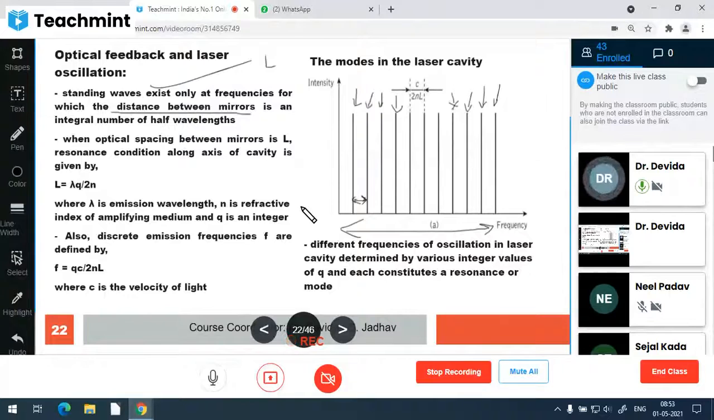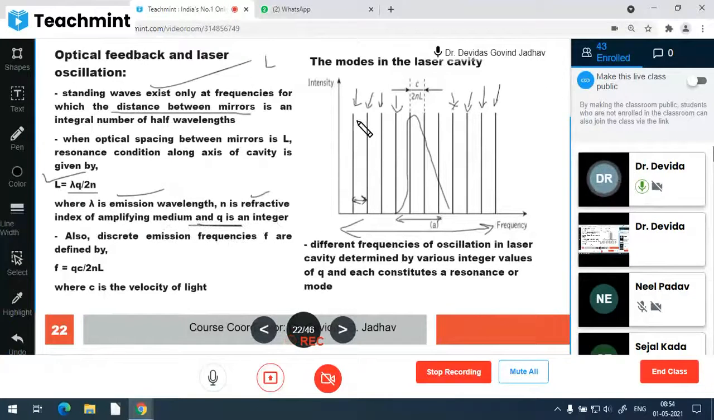They are not supported, they are not amplified. So they will not be present in the output. So only a limited line width is supported by this gain curve. So when the optical source between mirrors L resonates, or the resonance condition takes place, then in the cavity L is given by L equal to lambda q upon 2N. So this is the equation where lambda is the emission wavelength, N is the refractive index of the amplifying medium, and Q is any integer.